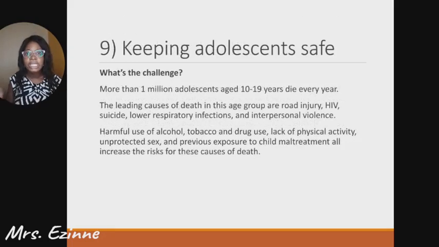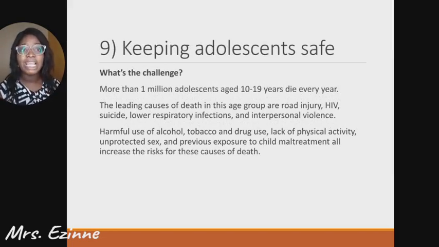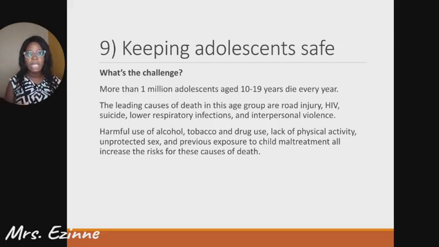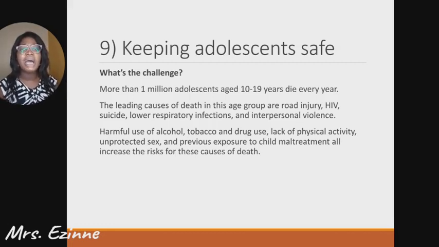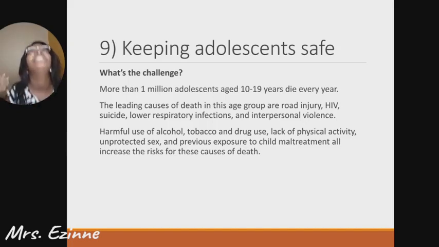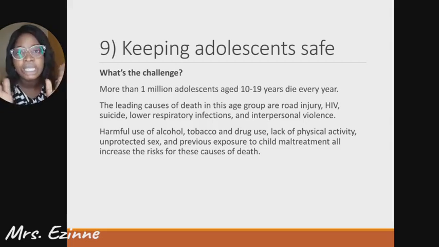And so next is keeping adolescents safe. More than 1 million adolescents, which are between the ages of 10 to 19 years, die every year. 1 million. Now, the leading cause of death, of course, is road injury. We have HIV, we have suicide, which is the third, and we have other things as well. Now, we have harmful use of alcohol, tobacco, and drug use, lack of physical activity, unprotected sex, oh my God, and previous exposure to child maltreatment, which increase the risk of this, and it can lead to death.